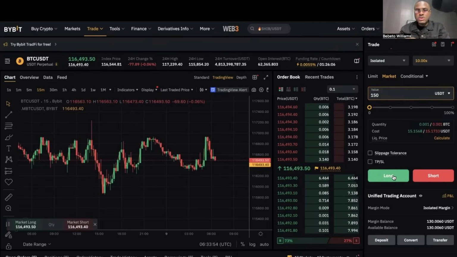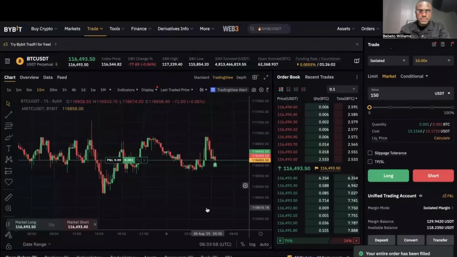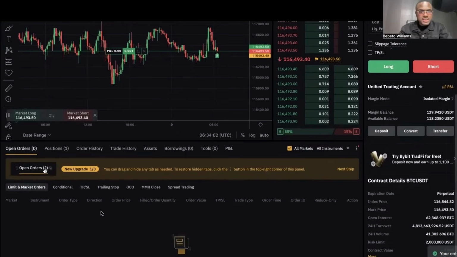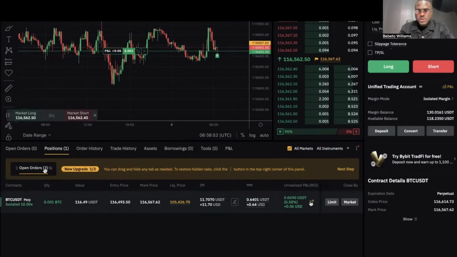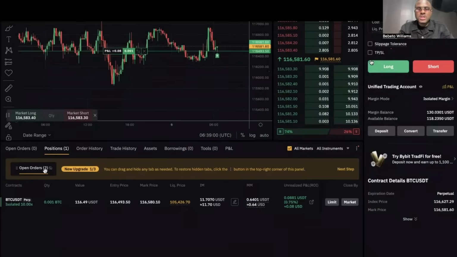Now I'll put my take profit or stop loss. But before then, let me just click on buy. Then I'll click on confirm. Once I click on confirm, I've already placed this trade. You can see the order here. For you to know how many percent you're up on this chart, just come to this place and click on this. You can see we're up at plus 0.73%.